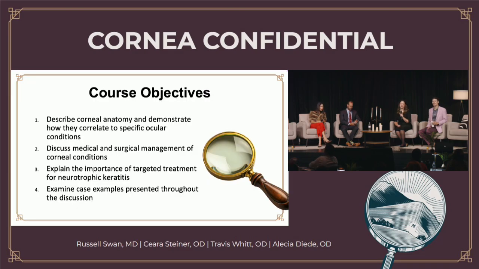I'll just briefly touch on these course objectives. Really what we're going to be doing is talking a little bit about some corneal anatomy and how they correlate to specific ocular conditions. We'll discuss some medical and surgical managements of those conditions. Towards the end, we'll start to talk about something called neurotrophic keratitis. It's something that I see quite commonly now, since I'm working with more cornea patients being in Billings here. And then we'll have cases throughout that are going to make it a little more interactive for you guys.